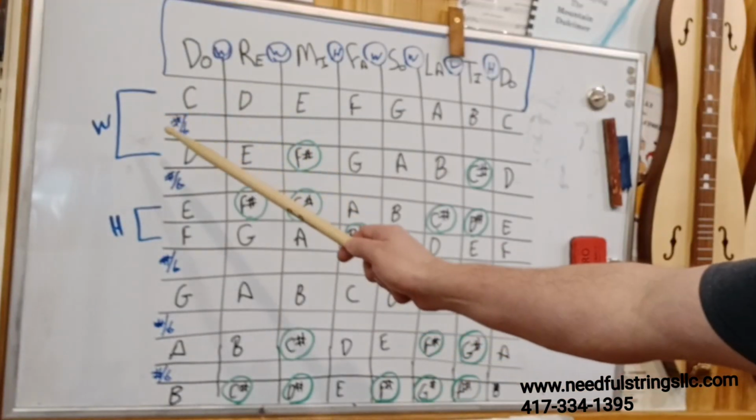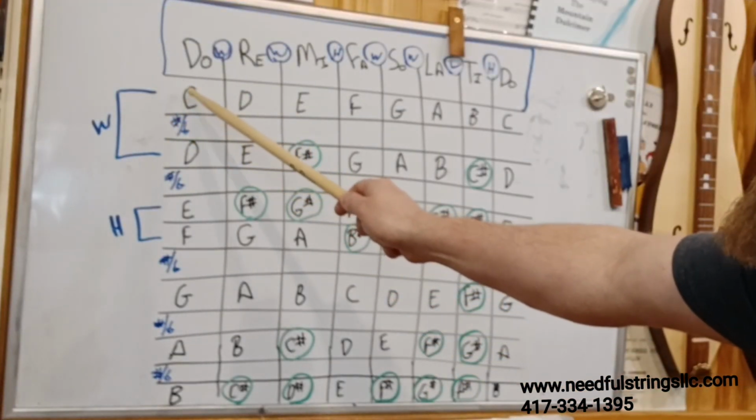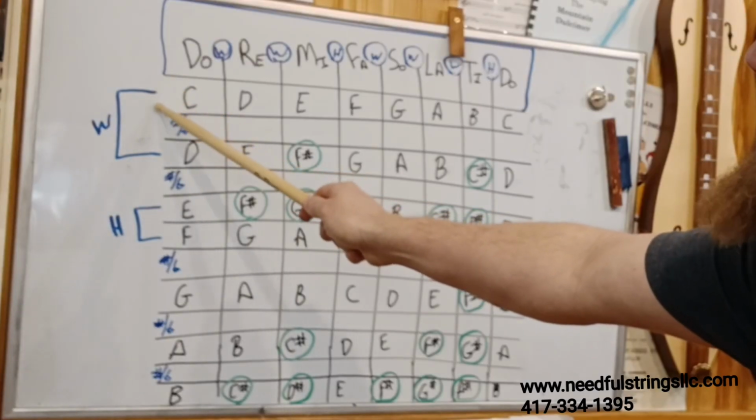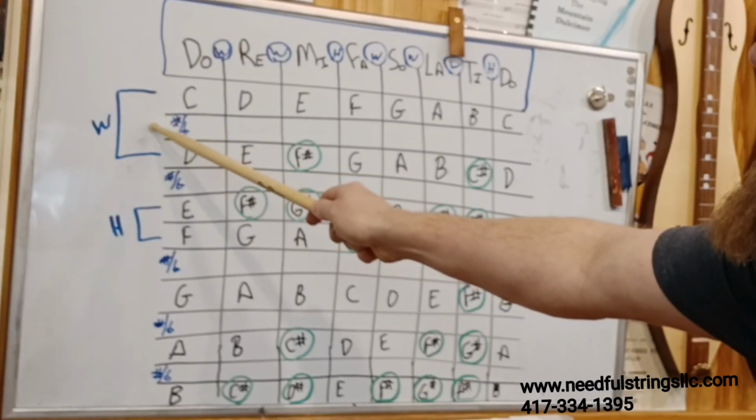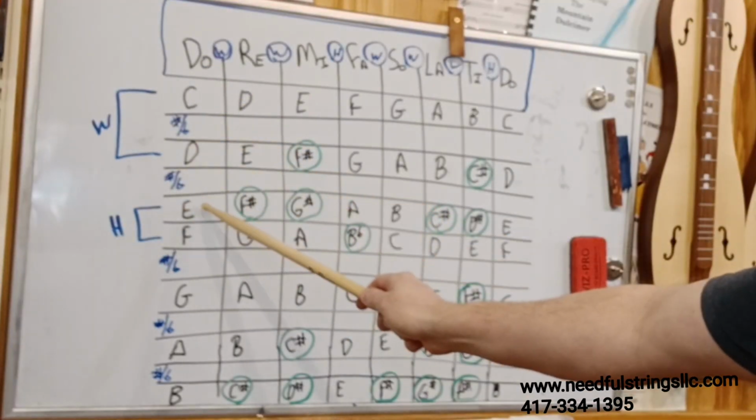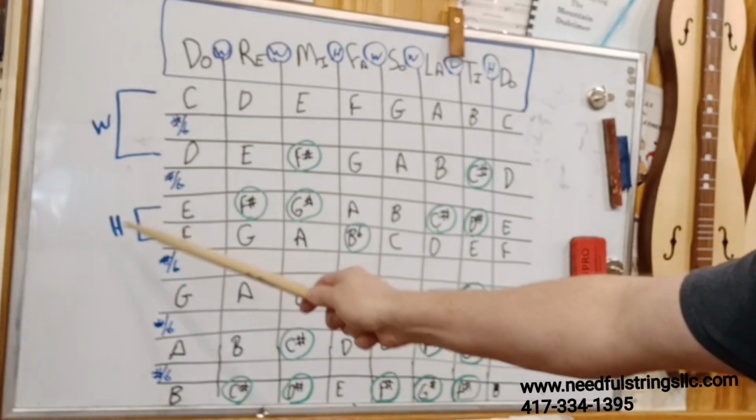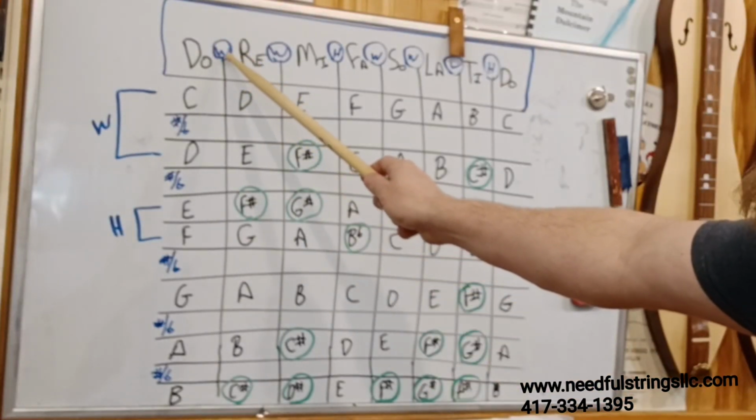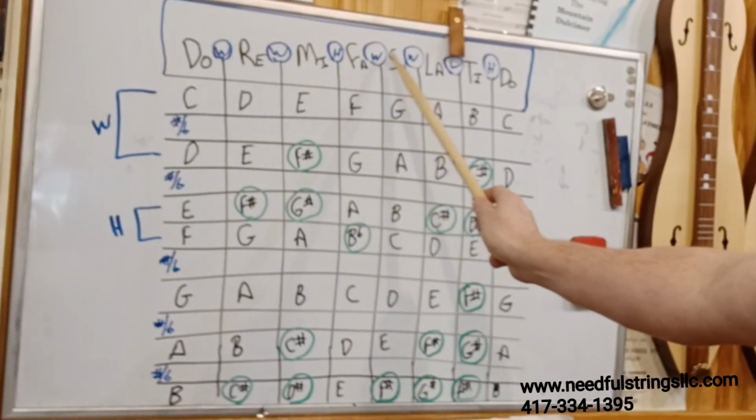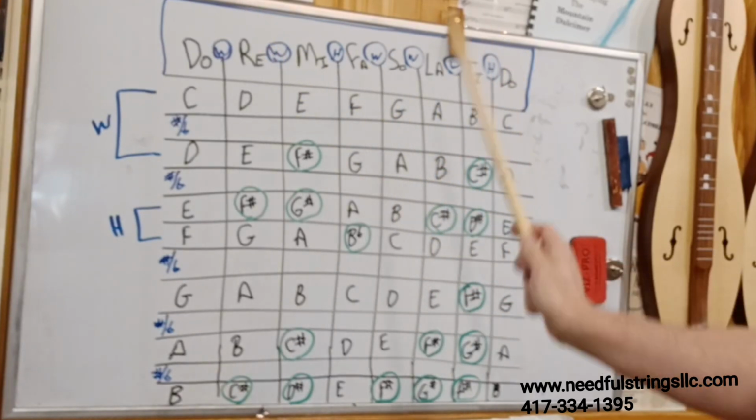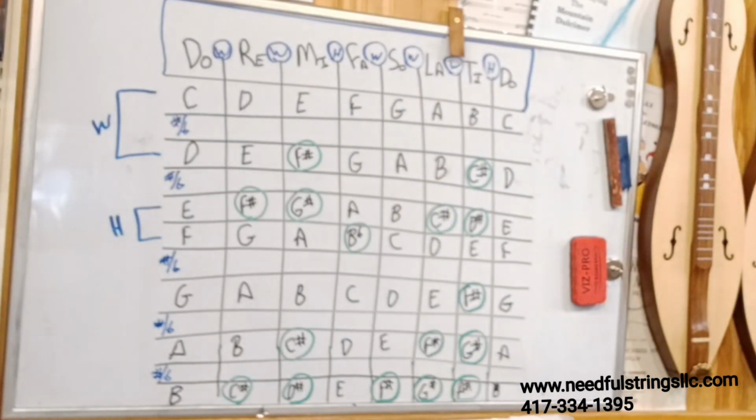What I have written up here now is from C to D, that's a whole step. You can see you skip over a half step. So from C to C sharp, just like from E to F, is a half step. So that's why up here I have W, W, H, W, W, W, H. Whole, whole, half, whole, whole, whole, half. That is your C major scale. Starts on do.